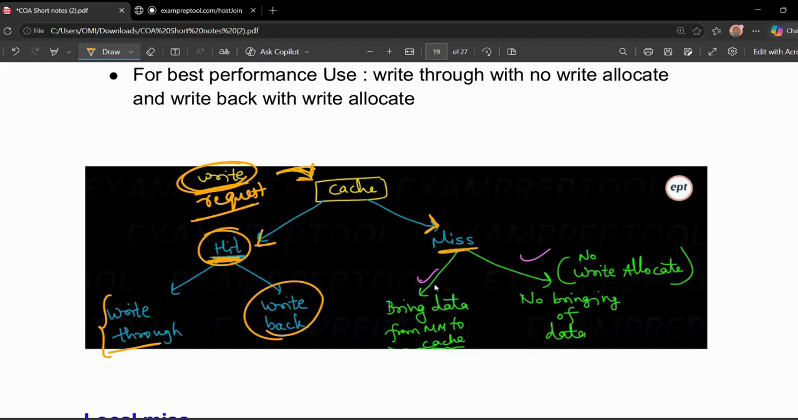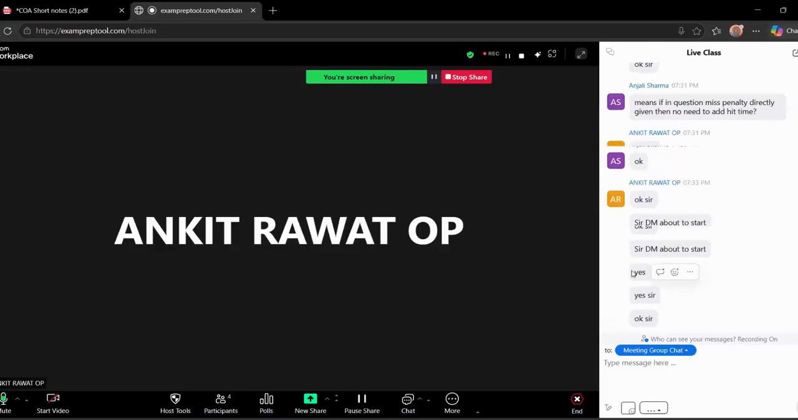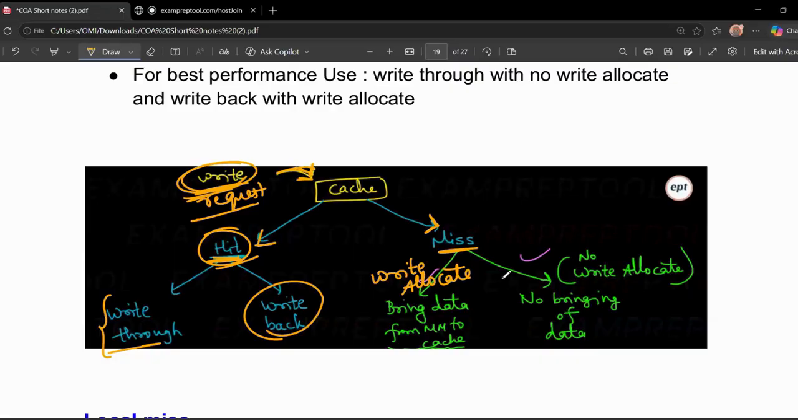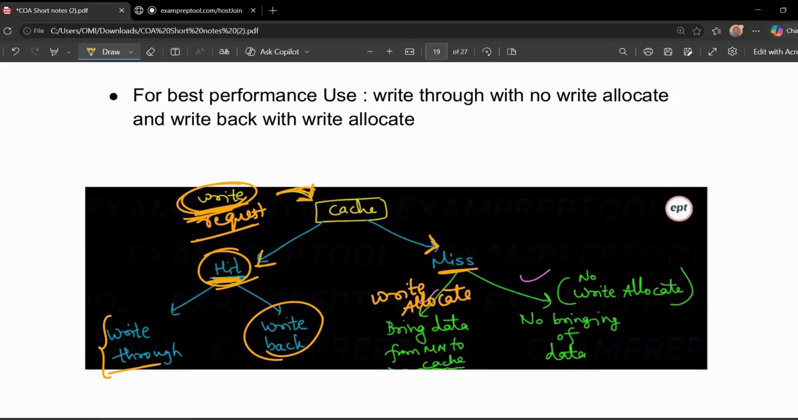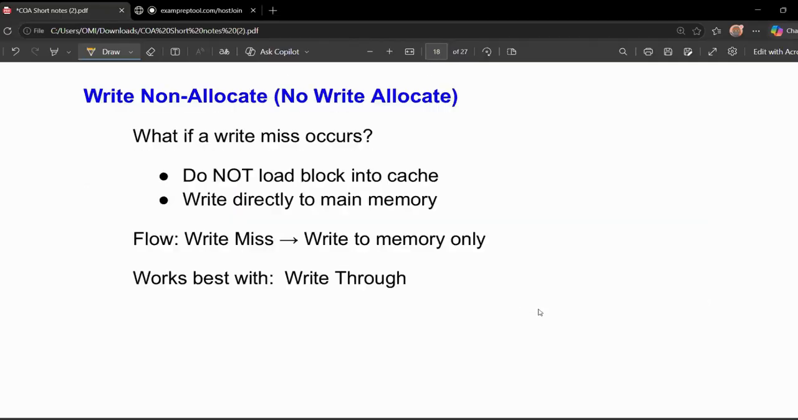If you get a hit, then there are two types: write through cache and write back cache. And on a miss, there is write allocate and no write allocate. So based on whether you get a hit or miss, your cache will be divided into four types: write through, write back, write allocate, and no write allocate. These are used for write.